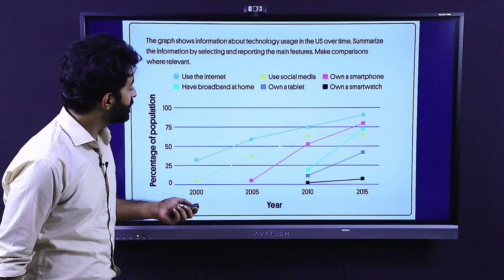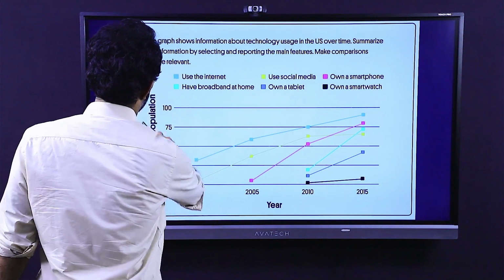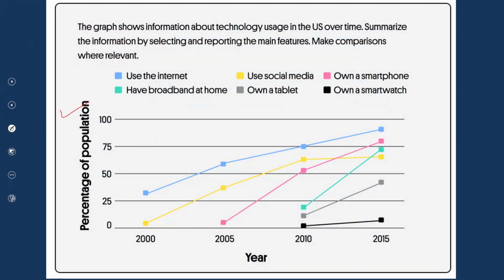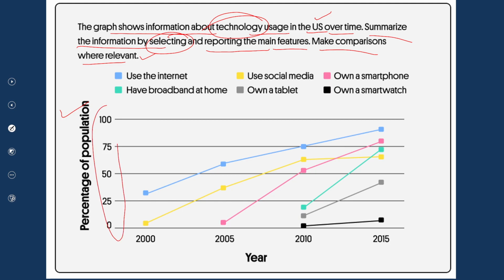Now, students, here we have a graph and we need to extract information. The graph shows information about technology and technology usage in the United States over time. Summarize the information by selecting and reporting the main features, and make comparisons where relevant. So we have some lines in different colors and numbers as well. Now, how do we integrate and interpret the information?